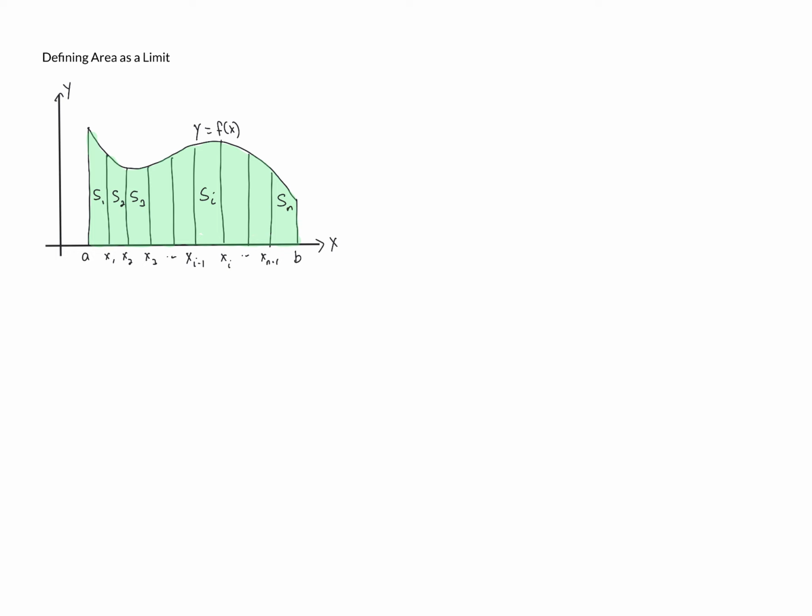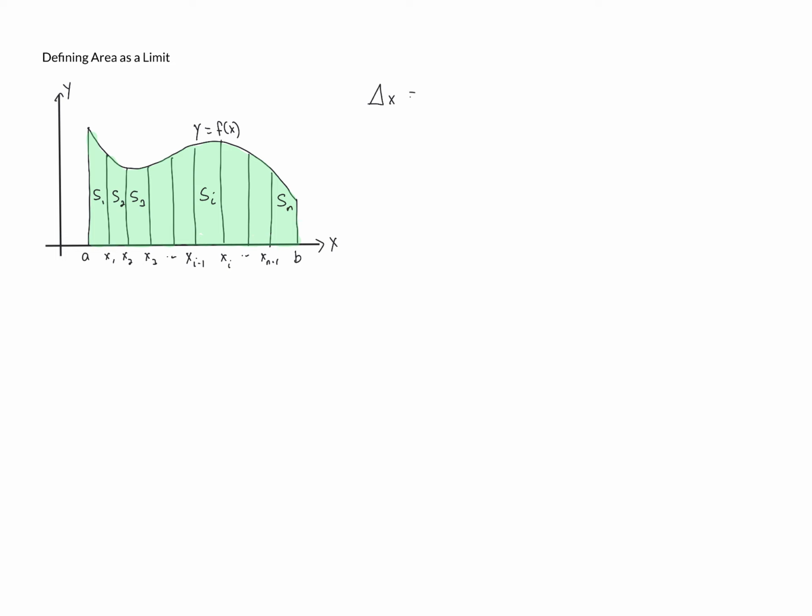But if we're dividing that into n equal strips, then the width of each strip is going to be (b minus a) over n. And what we're going to do is call that delta x. Delta x kind of generically means a small value, kind of a small width of x or a small change in x. And so we're going to let that be the width of one of the strips.